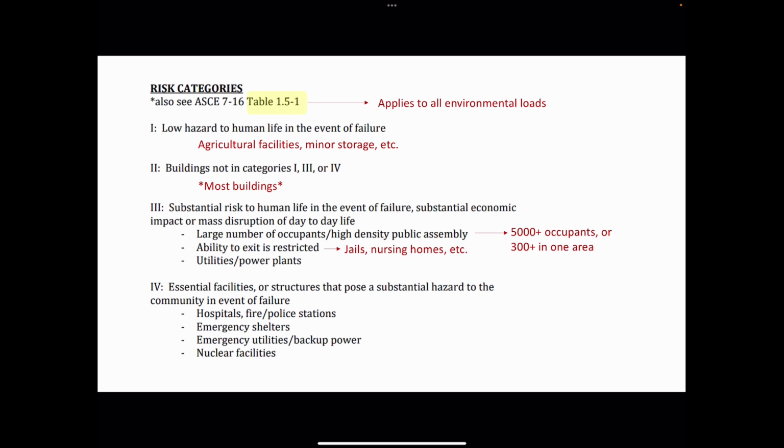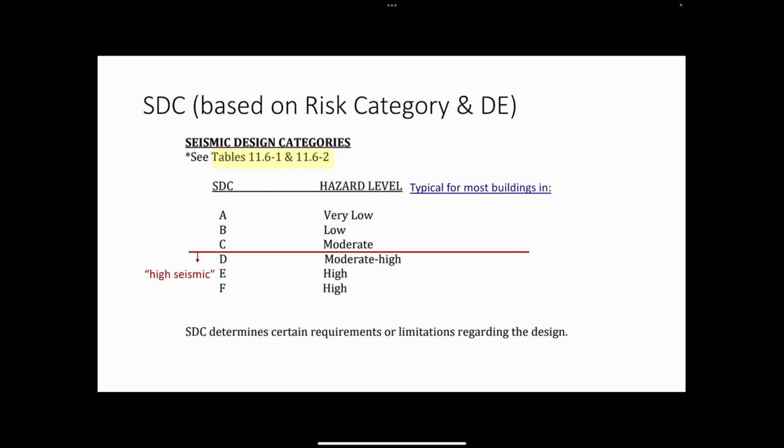Another criteria is if the ability to exit is restricted or if people need help in exiting the building, so jails, nursing homes, elementary schools, daycare centers, things like that would be risk category 3. And then any utilities or power plants. And then the highest level of risk category, risk category 4, are those essential facilities that we want to remain operational in the event of a major earthquake, such as hospitals, right, emergency shelters, emergency utilities or backup power, and then nuclear facilities. Right, that would be a major disaster if those were to fail. Remember Fukushima? They're still dealing with that fallout.